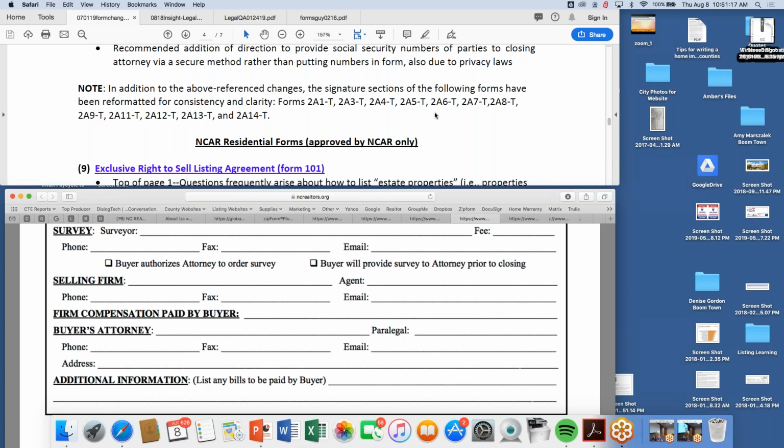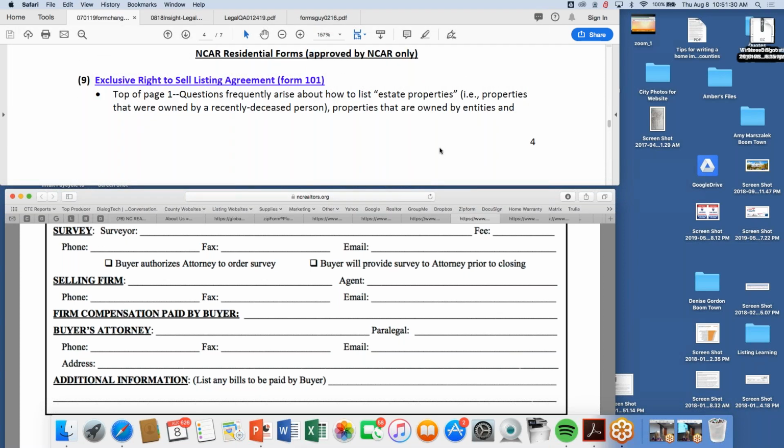I've also noticed some of the forms are populating better where you have date and signatures popping out as well, so that it's easy to see where. Any questions on these before we move on to exclusive right to sell listing agreement?